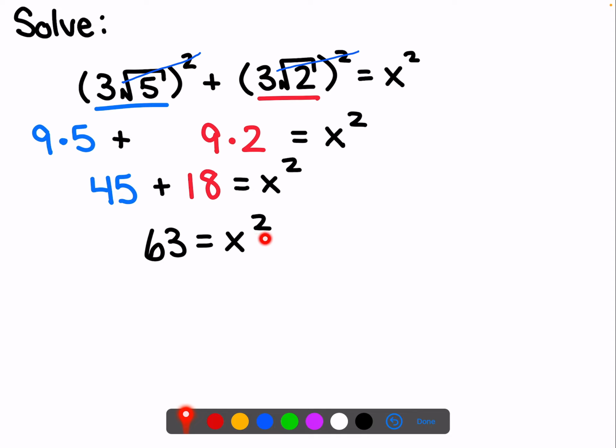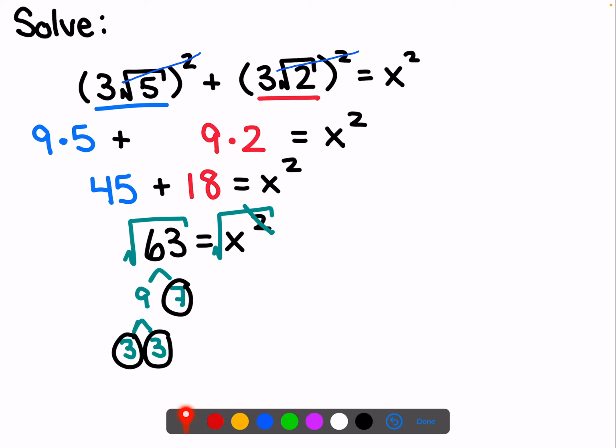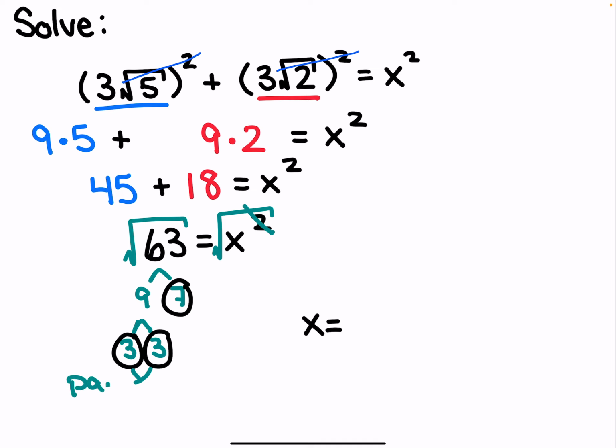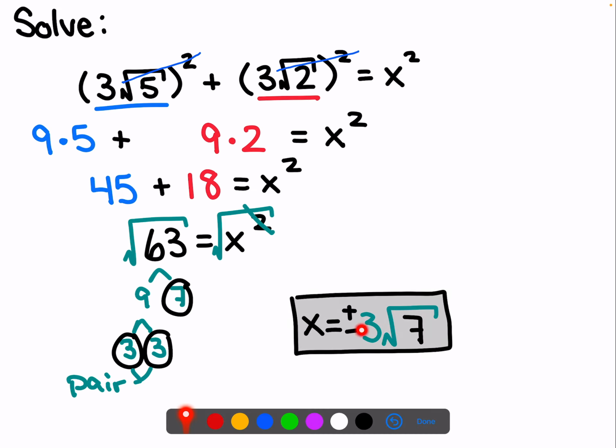Lastly, to get rid of the square, we take the square root of both sides, giving us x is equal to radical 63. Now, I want to break this down and try to simplify my radical again. So I break it down into 9 times 7. And I can break 9 down into 3 times 3. Oh, we have a pair of 3's. Therefore, our final answer is 3 radical 7. Of course, plus or minus since we're dealing with algebra right now.